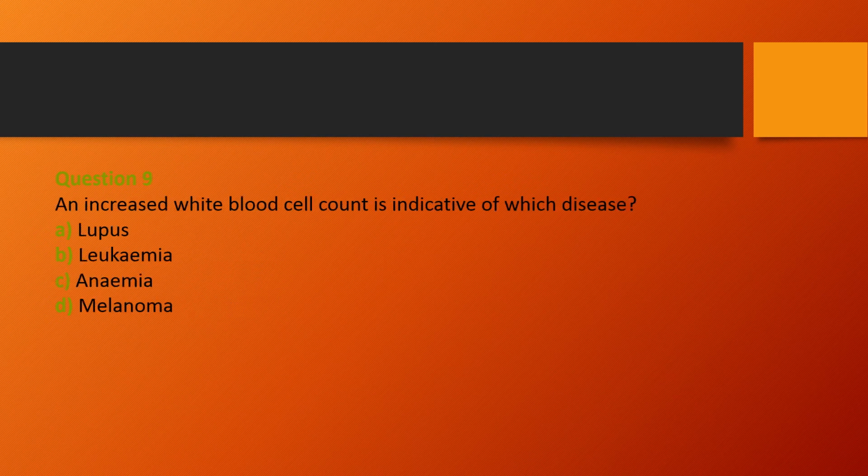Question number 9. An increased white blood cell count is indicative of which disease? The answer is leukemia. Leukemia is the condition in which there is an increased immature WBC count above 1 lakh. Remember that the normal WBC count is 3000 to 11,000. Anemia is the decrease in hemoglobin concentration, whereas melanoma is the neoplasm of melanocytes.